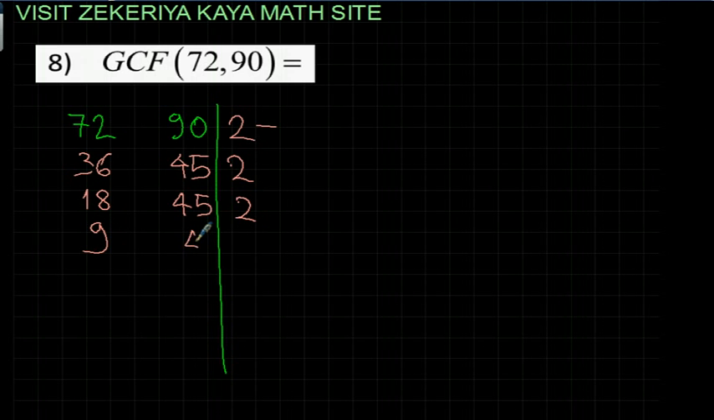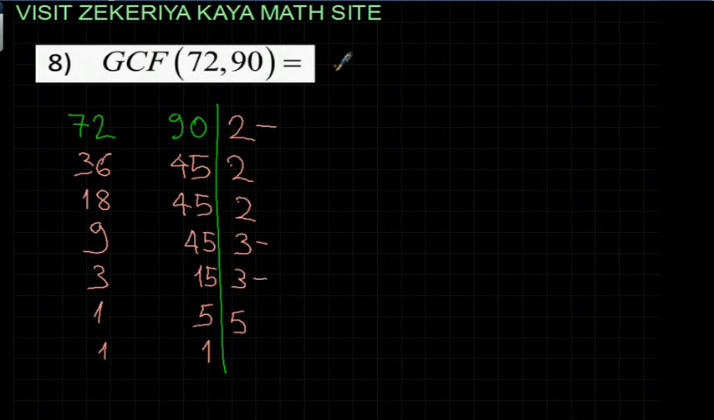18 divided by 2 is 9, but 45, no again. Now we can continue with 3, 9 and 45. 9 divided by 3 is 3, 45 divided by 3 is 15. Both of them changed, so we put the sign. 3 divided by 3 is 1, 15 divided by 3 is 5. Both of them changed, so we put the sign. Now we finish it with 5.